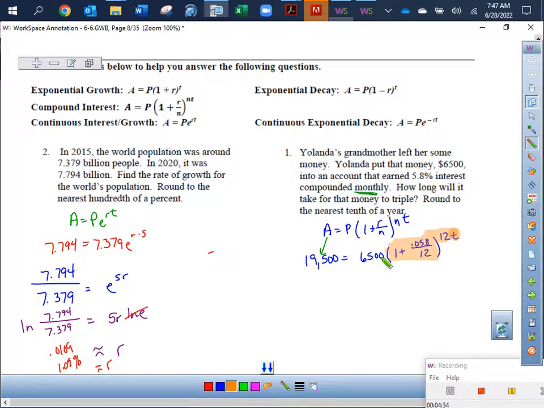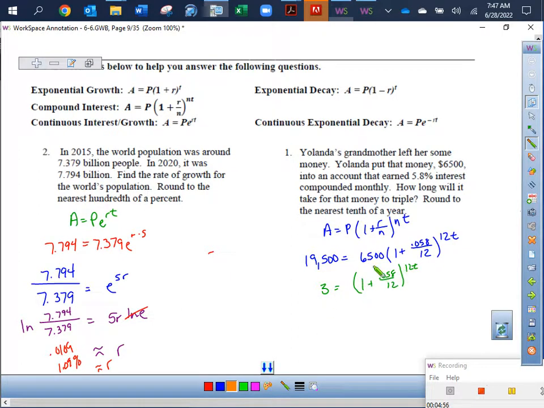I've got to get rid of this times 6,500 first. So I'll divide both sides by 6,500, and ta-da! It turned out to be 3. Of course it turned out to be 3, because we were trying to triple their money. That's how we found this number. So that's cool.